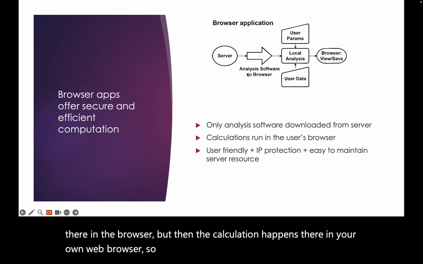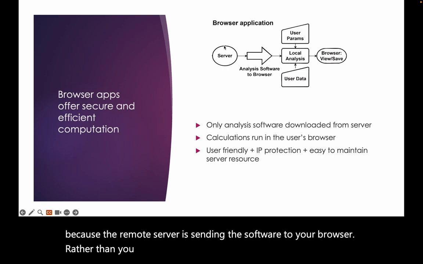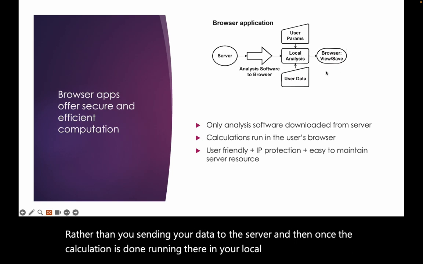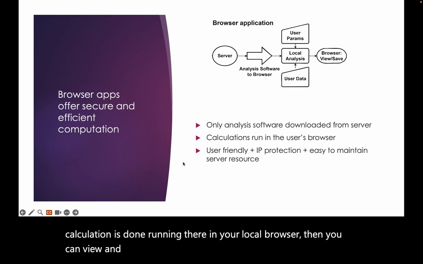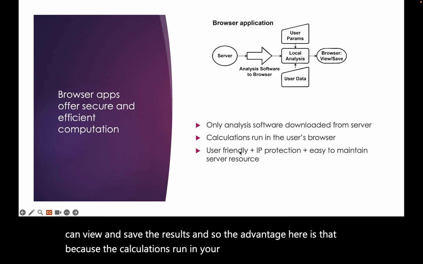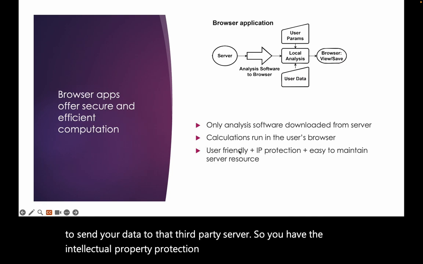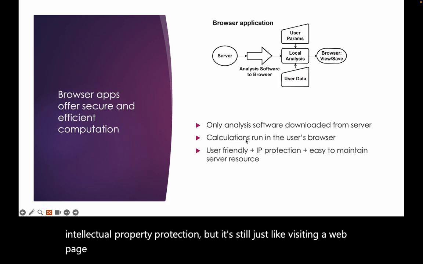So it's not happening on a remote server, because the remote server is sending the software to your browser rather than you sending your data to the server, right? And then once the calculation's done running there in your local browser, you can view and save the results. The advantage here is that because the calculations run in your own browser, you never have to send your data to that third-party server. So you have the intellectual property protection, but it's still just like visiting a web page, right? So it's user-friendly.